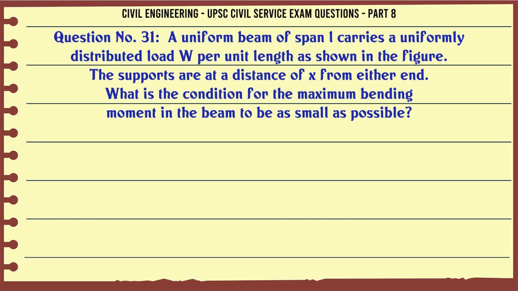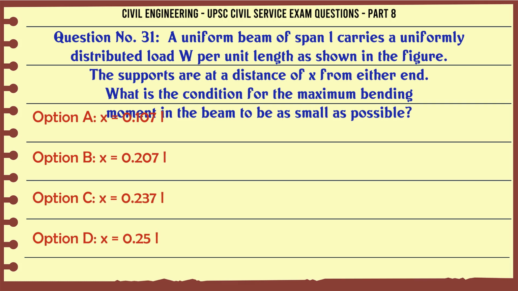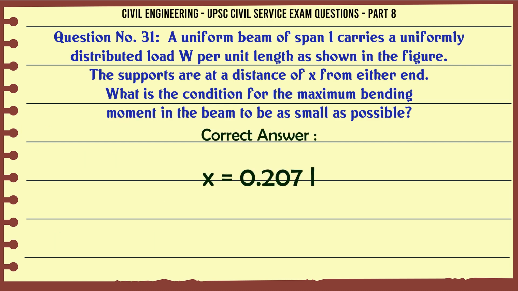A uniform beam of span L carries a uniformly distributed load W per unit length as shown in the figure. The supports are at a distance of x from either end. What is the condition for the maximum bending moment in the beam to be as small as possible? A. x = 0.107 L, B. x = 0.207 L, C. x = 0.237 L, D. x = 0.25 L. The correct answer is x = 0.207 L.